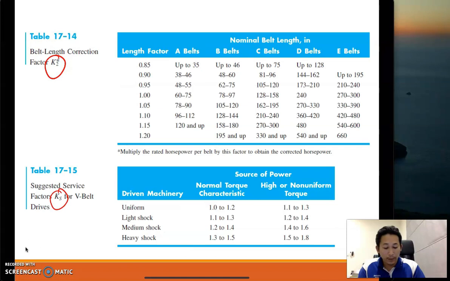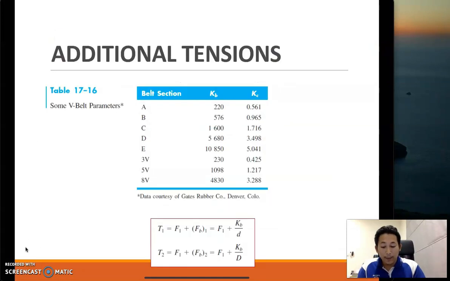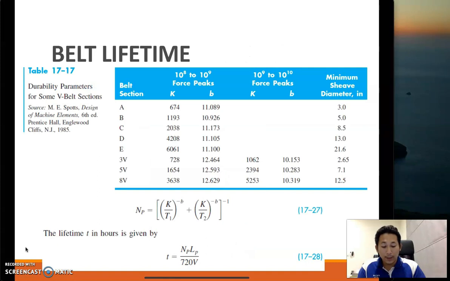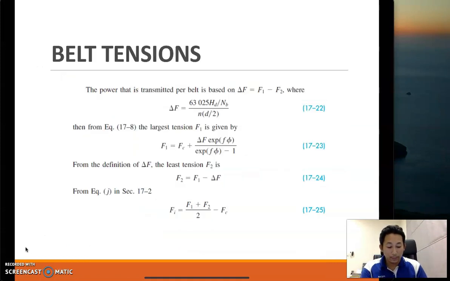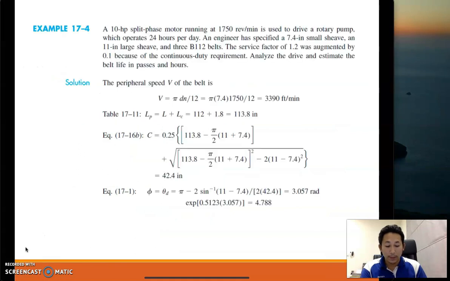So from the table, the belt section for KB and also KC, this is the section, and we have also our 3V, 5V, and also 8V section. Okay, so this is the calculation of the belt tension.